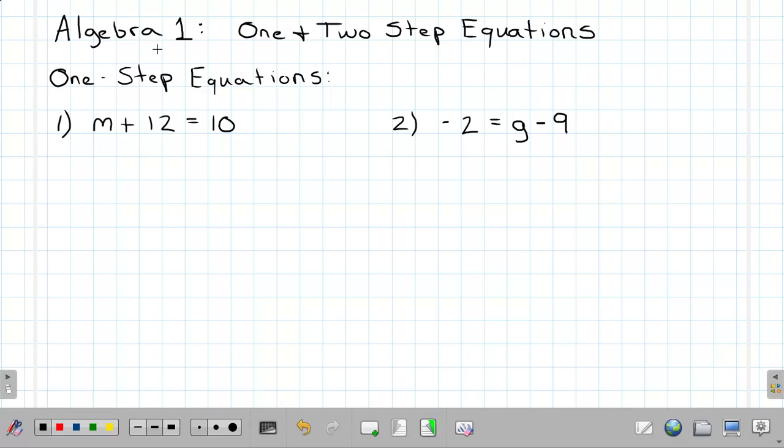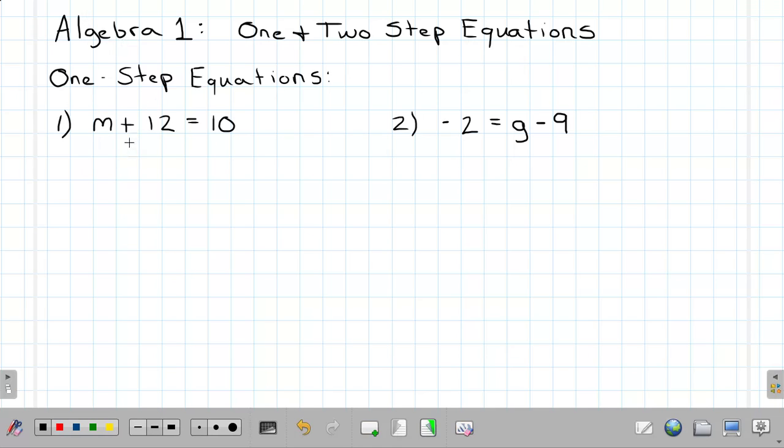So first off, let's start with number 1, okay? Obviously we're going to start off with 1-step equations. So with number 1 here, we have m plus 12 is equal to 10. So that means we have some number plus 12 equal to 10. Well, you might be able to think about that in your head and go ahead and say, hey, the answer is going to be -2, okay? -2 plus 12 will give us 10. But let's see how we can do that algebraically. This is algebra after all.